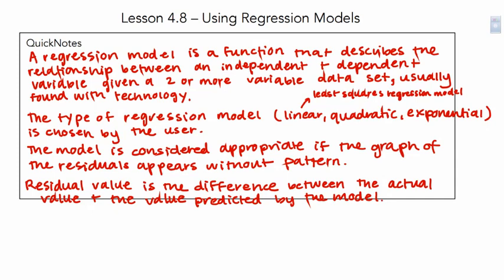All right, and it's given by two or more variable data set, usually found with technology. The types of regression models that you're going to look at are going to be linear, quadratic, and exponential. And it's chosen by the user. You can look at a situation of points and you can get an idea of what's going to fit it best. And these are not the only ones that you can do. You can do very, very complicated ones.